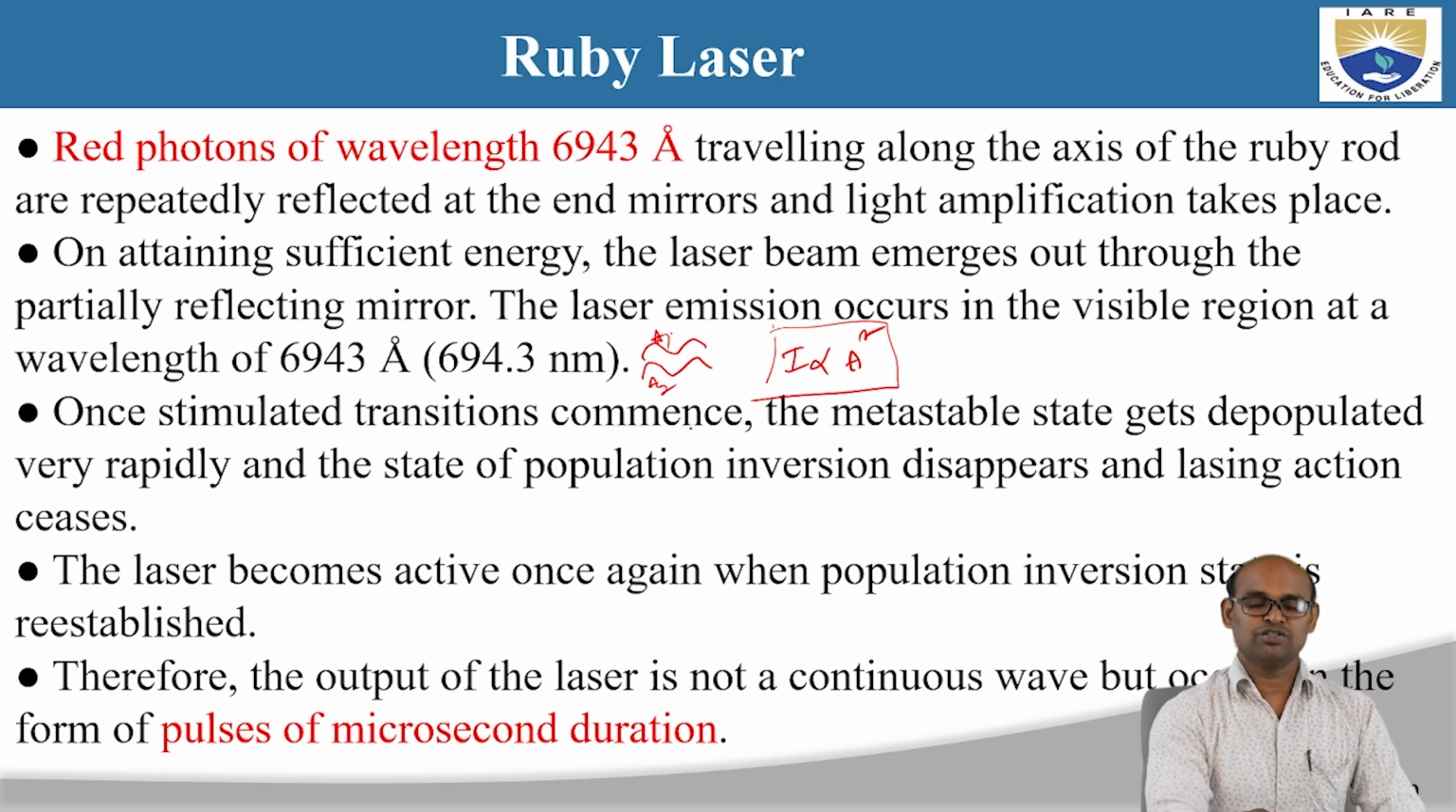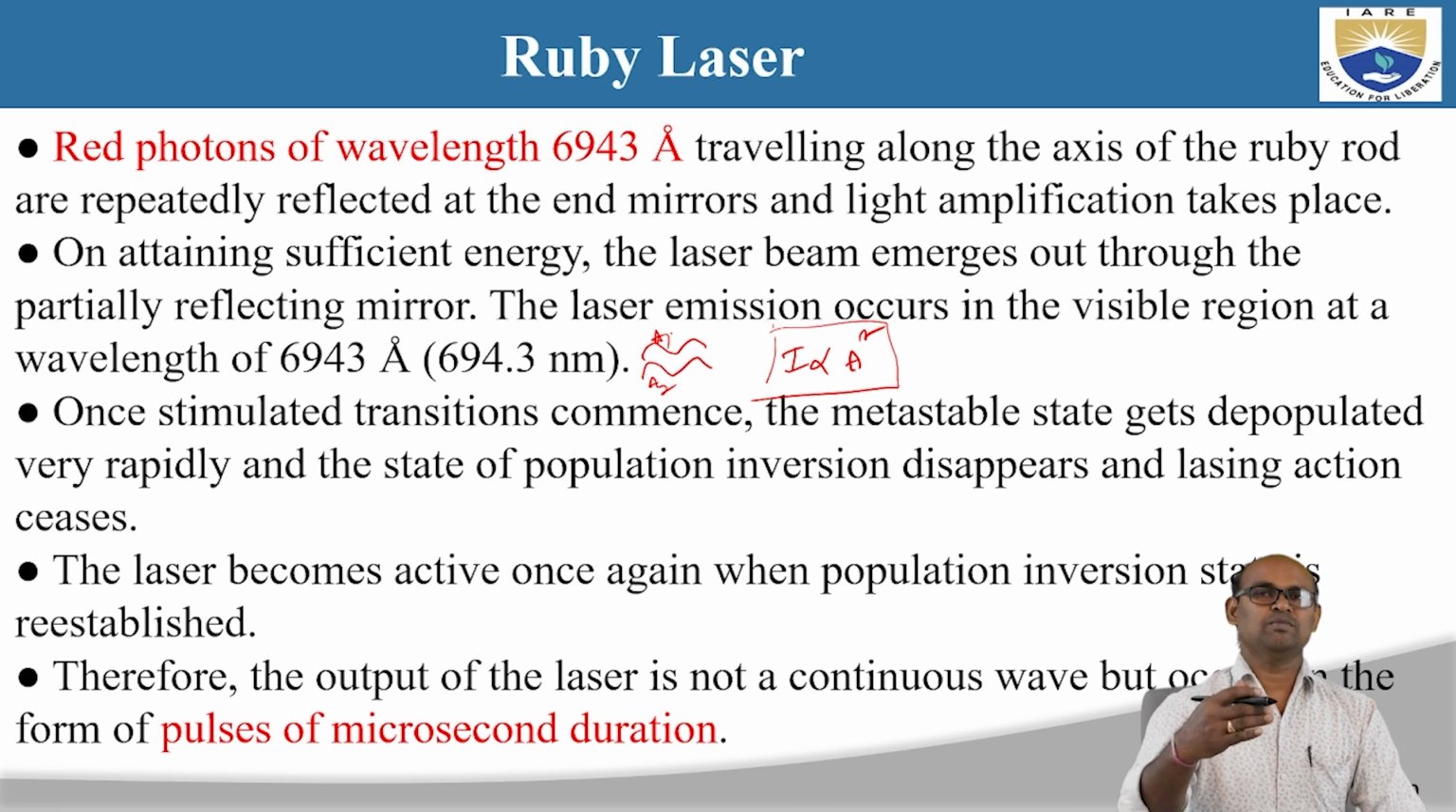Once stimulated transition commences, the metastable state gets depopulated very rapidly and the state of population inversion disappears and the lasing action ceases. Once the laser pulse comes out, the atoms have already undergone stimulated emission from the metastable state to the ground state. So population inversion ceases and you don't see the laser coming out. So the laser becomes inactive once again until the population inversion state is re-established. Now we have to re-establish the population inversion for the lasing action to occur. Therefore, the output of the laser is not a continuous wave, but occurs in the form of pulses of microsecond duration. Once we achieve this population inversion, there is spontaneous emission followed by stimulated emission.